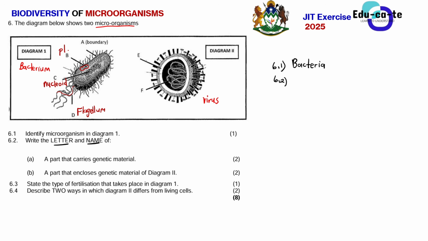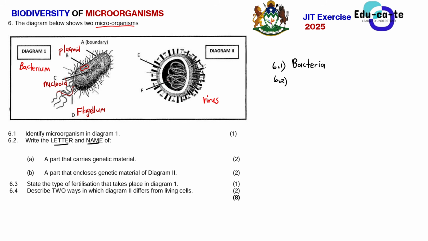So this is known as the plasmid. Then A, it is the boundary. So the boundary here, we've got 3 boundaries around a bacterium. We've got a slime layer, we've got a cell membrane, and a cell wall. But here, I don't think you'll be able to identify them clearly.